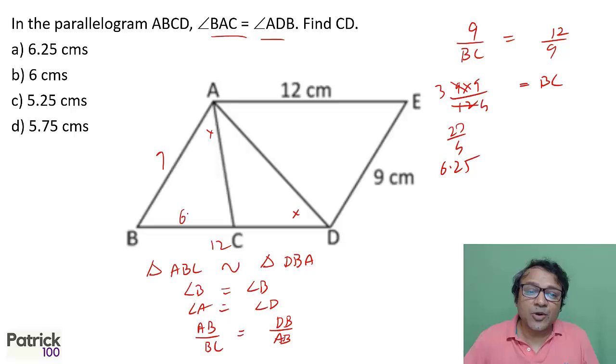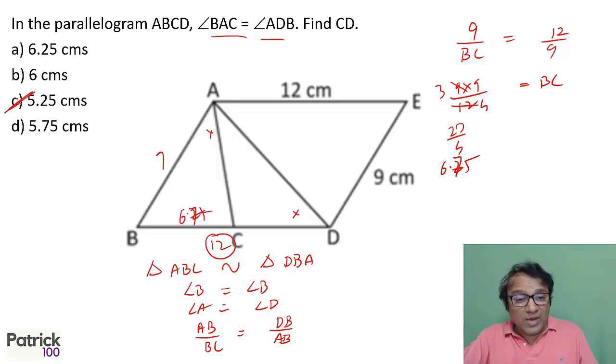Since you get BC as 6.25, the remaining will be 12 minus 6.25, right? So which will be, say, 6.75. 27 by 4 is 6.75. You'll get the answer is 5.25, C option. So 12 minus 6.75 will be 5.25.